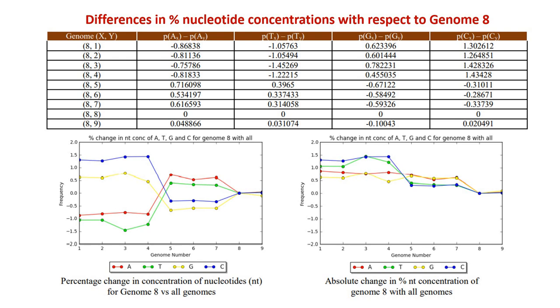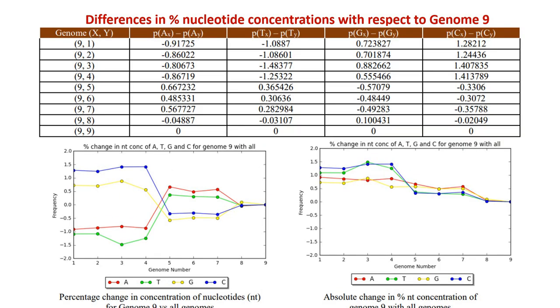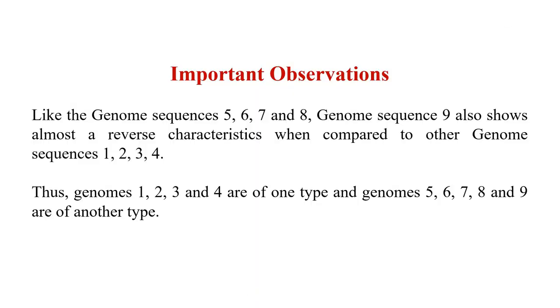In this case, we see reverse behavior of the differences with considerable differential errors in percentage nucleotide concentrations with respect to genome 8 and remaining 8 sequences which are shown in this graph. Here also we see reverse behavior of the differences with considerable differential errors in percentage nucleotide concentrations with respect to genome 9 and remaining 8 sequences which are shown in this graph. Some important observations we have made.